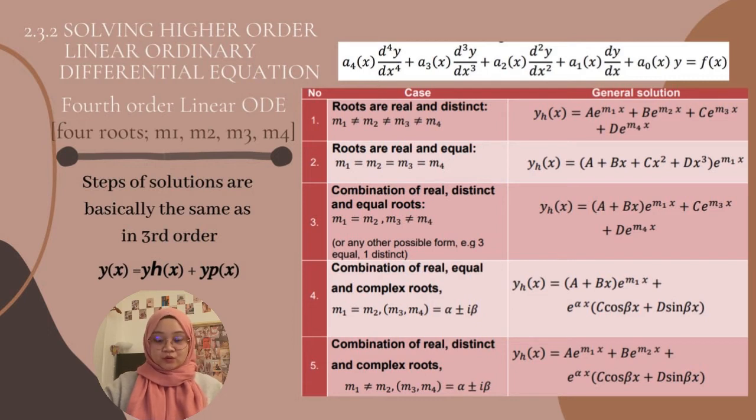m1 equals m2, and m3, m4 equals alpha plus or minus beta i. The last one, the fifth case, is a combination of real, distinct, and complex roots: m1 is not equal to m2, and m3, m4 equals alpha plus or minus beta i. The steps of solution are the same as in the third order. The final solution is also the same, y(x) equals yh(x) plus yp(x).